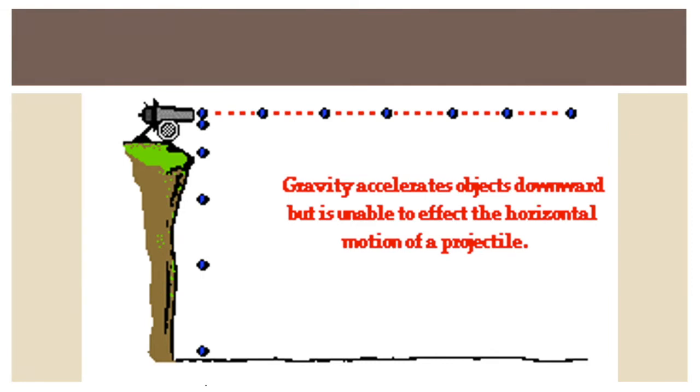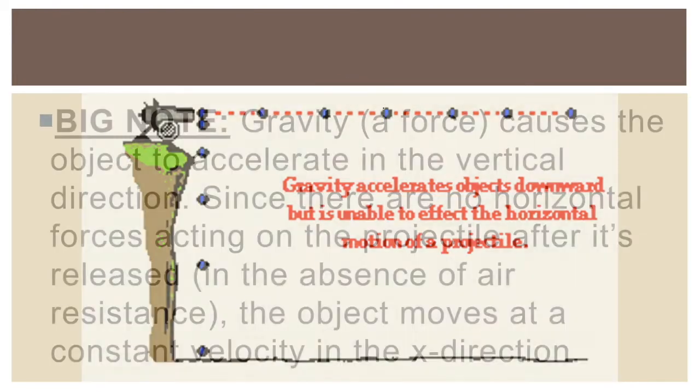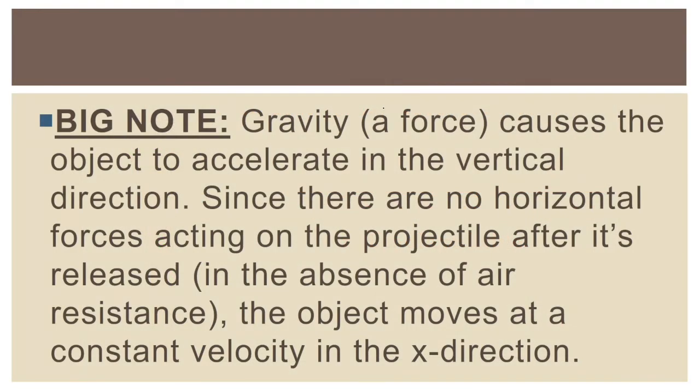Here you can see that the distance traveled by the object each second is getting larger and larger, because the object is being accelerated by gravity. But in the horizontal direction, the distance this thing travels is the same every second. So, a big note: gravity, a force, causes the object to accelerate in the vertical direction. Since there are no horizontal forces acting on the projectile after it's released, and this is true only in the absence of air resistance, the object moves at a constant velocity in the x direction.